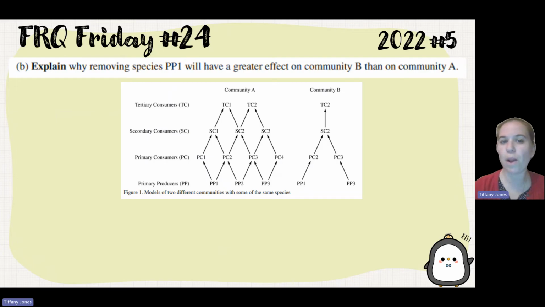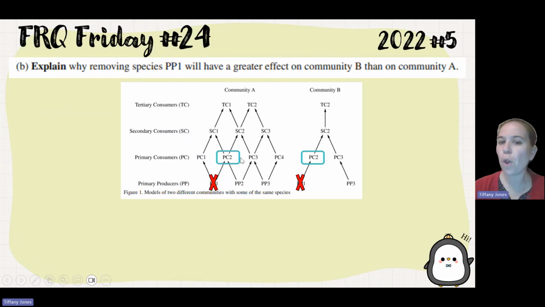Part B asks us to explain why removing PP1 will have a greater effect on community B than community A. If we get rid of PP1, what is going to consume PP1? In community A, we see PC1 and PC2 are consuming it. But in community B, we see only PC2 consumes it. Follow PC2 for a second. If we lose PP1 in community B, there's no food for PC2, which means less food for SC2, and then less food for TC2. So we're going to see a decrease in all those organisms.